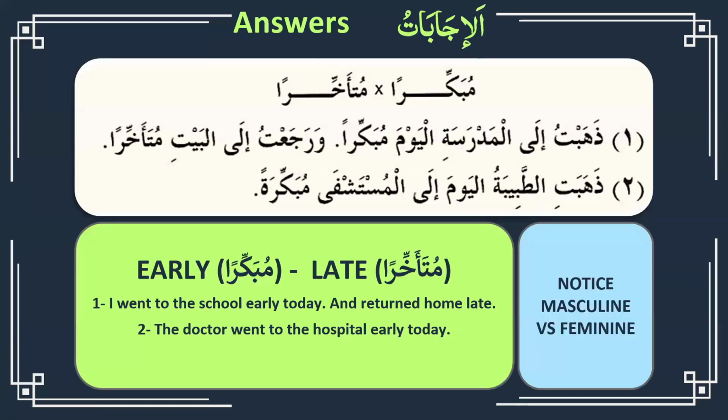And now look at the difference. What is the difference? Notice masculine versus feminine. The difference was this word, mubakkiratan. For males, of course, it will be mubakkiran, and for females, it will be mubakkiratan. That's all. You have a ta marbuta when you're talking about a female, and you don't have the ta marbuta when you're talking about the male.